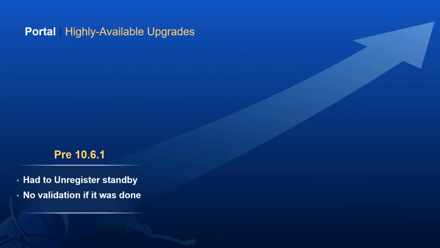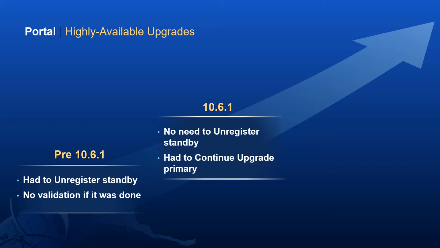Let's review a highly available portal for ArcGIS upgrade. Prior to 10.6.1, the portal standby machine needed to be unregistered prior to upgrading. Starting at 10.6.1, you no longer need to unregister the standby machine. However, you had to manually run the Continue Portal upgrade on the primary machine.